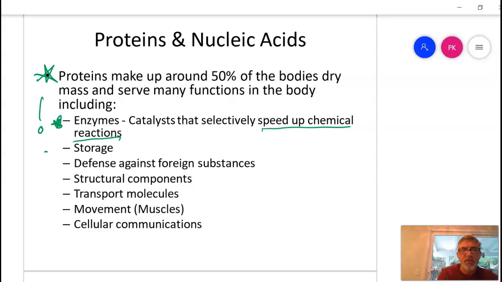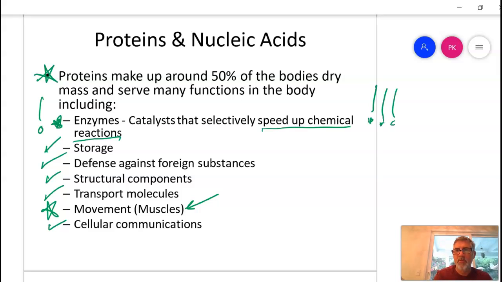We use proteins for storage, defense against foreign substances, structural components, transport. Probably a big one for you is muscles are made mostly of protein, right? And then we do some cellular communications with it. So we use proteins for a bunch of stuff, right? The really important parts here, enzymes, right? Those are the important things that we're going to work on.